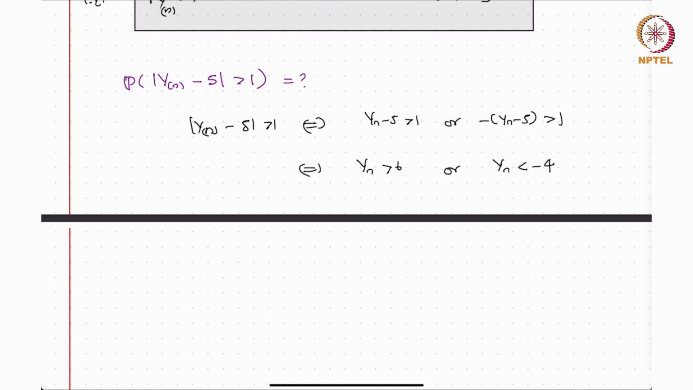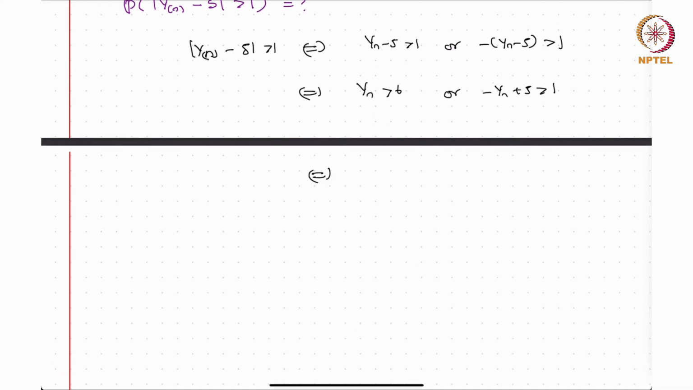Right? Only then will that happen: only for yn less than minus 4 will this happen. So yn less than 4 or minus 4, let me just do it properly, sorry, just slowly. It's like minus yn plus 5 is at least 1, and that's equal to saying that yn is at least 6, or yn is less than minus 4. Very good.